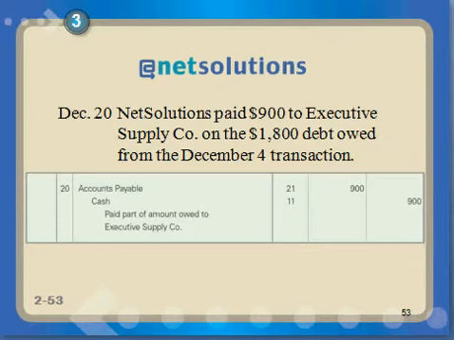Our next transaction for Net Solutions is on December the 20th, and it paid $900 to Executive Supply as part of that $1,800 owed on the account. So we debit our accounts payable, $900, credit our cash, $900, and then pay part of amount owed to Executive Supply Company.